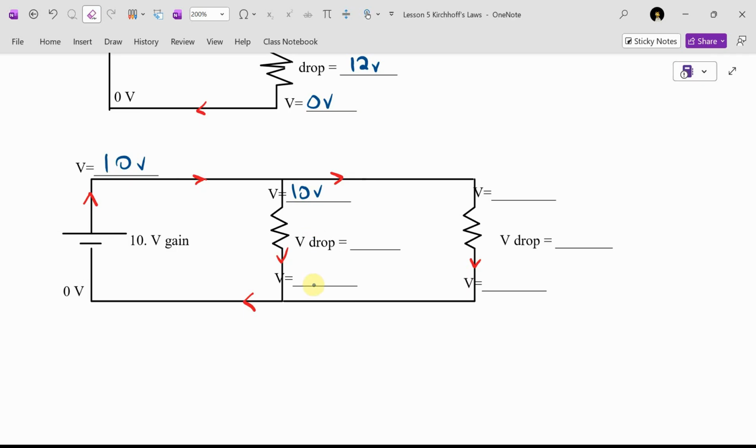Whee! I don't know how high I am. Wait. How high am I right here? How high am I right here? How high am I at the bottom of this hill? How many volts did I lose going through the hill?